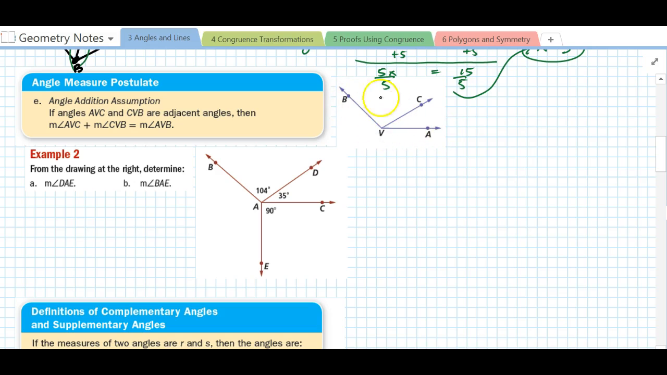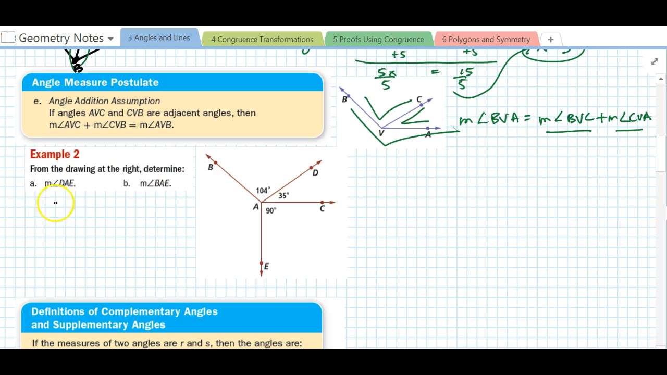So if we were trying to find the measure of angle BVA, we could find it by adding the measure of angle BVC, this angle, and adding it to the measure of the other angle, CVA. So if we knew those individually, we could add them together to get the big angle. And we already used that idea on the previous question. So let's use that idea to do our next example.